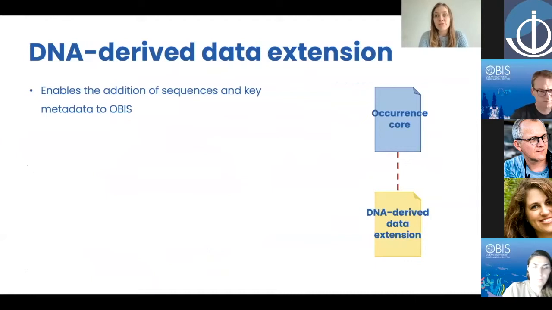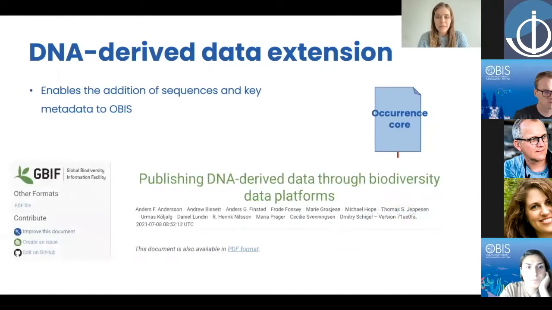This is done through a new extension called the DNA-derived data extension. This extension allows you to add sequences and key metadata on how your sequence information was acquired to OBIS. First of all, if you are interested in adding your genetic data to OBIS or other biodiversity databases, GBIF has published a guide on how to do this called Publishing DNA-derived Data through Biodiversity Data Platforms. We highly recommend looking into this. It has really detailed information on how to go about adding your data and what the contextual information around doing this is.